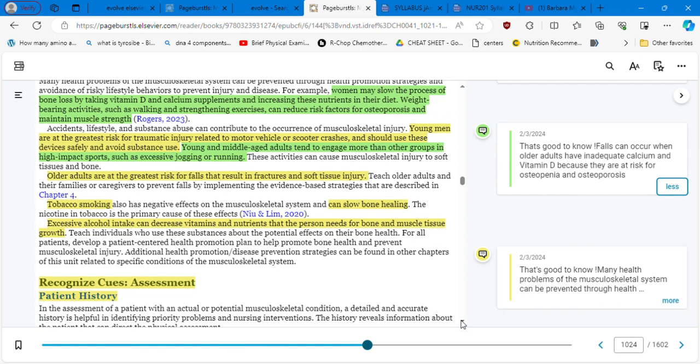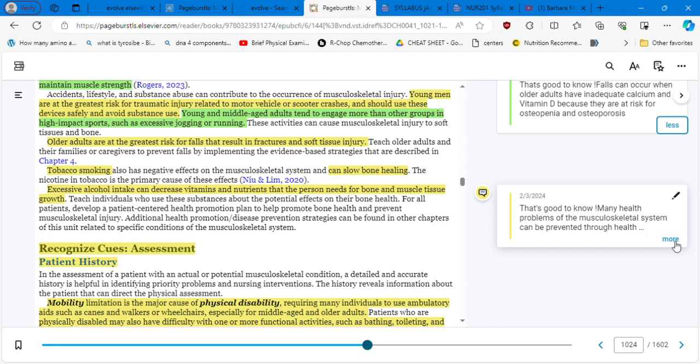So that's good to know. Also, many health problems in the musculoskeletal system can be prevented through health promotion strategies and avoidance of risky lifestyle behavior to prevent injury and disease.